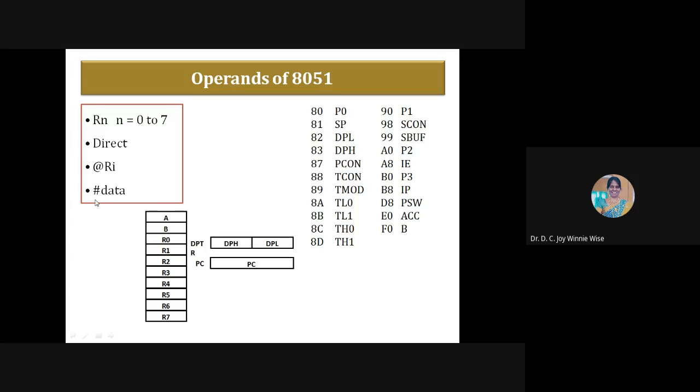To represent the immediate data, we put the hash symbol, #data. So these are the operands available in 8051: Rn, where n is 0 to 7, and then direct. In order to refer to the special function registers as memory locations, we use direct. @Ri is indirect addressing, and to represent the immediate data, we have #data.